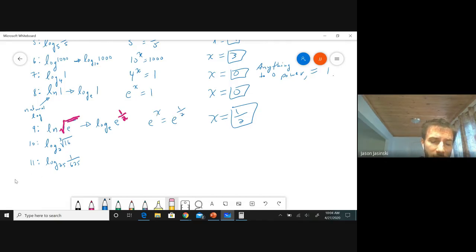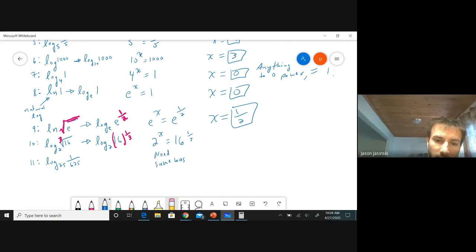All right. 10 and 11 are a little tricky. So we'll consider this as log base 2 of 16 to the 1/3 power. Okay, so that means 2 to some power is equal to 16 to the 1/3. All right, so we need the same base. Okay, so we have a 2 and a 16.